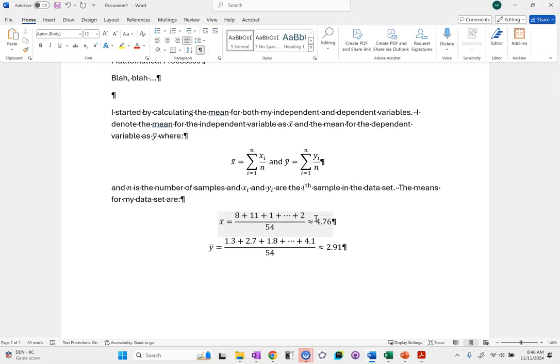Notice the dot, dot, dot. Totally fine to do that. In fact, you should. Nobody wants to see like 70 numbers added together. They don't care. You'll be supplying your raw data elsewhere in your project. If they want to check it, they can check it. But we'll check it in Excel. As long as you don't copy anything down wrong, you can be fine. Okay.